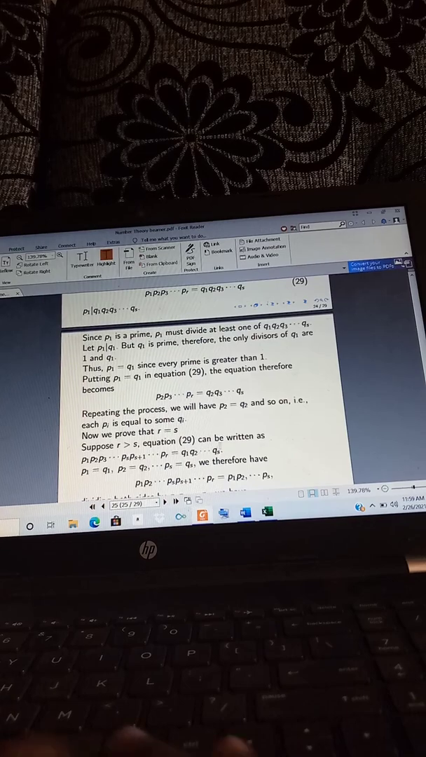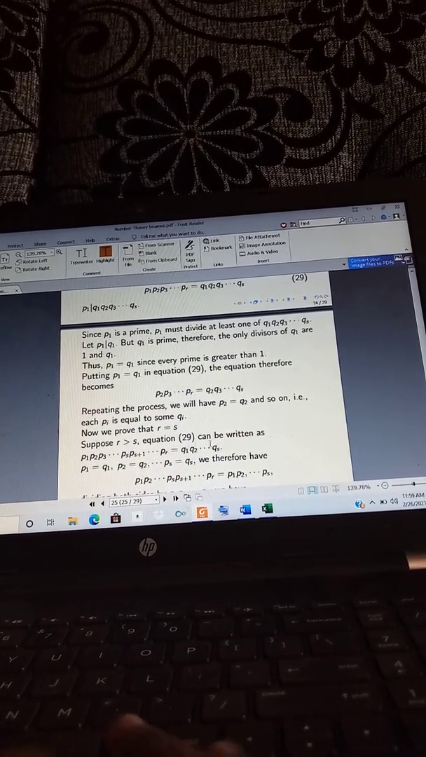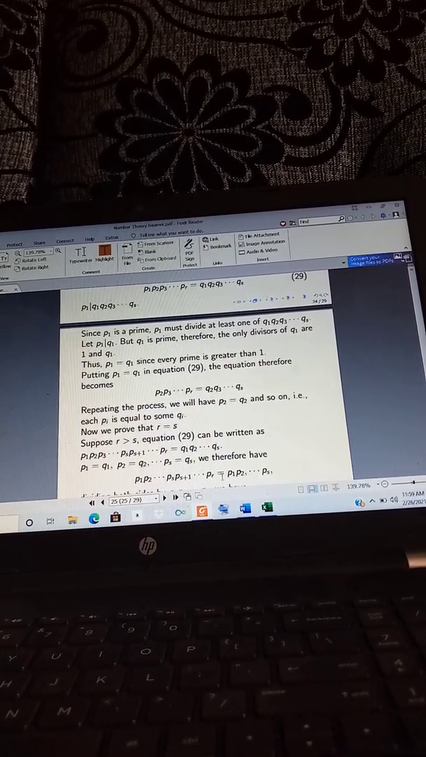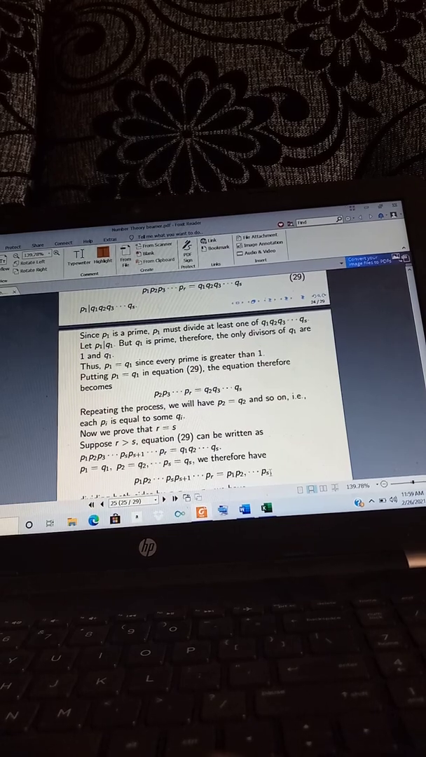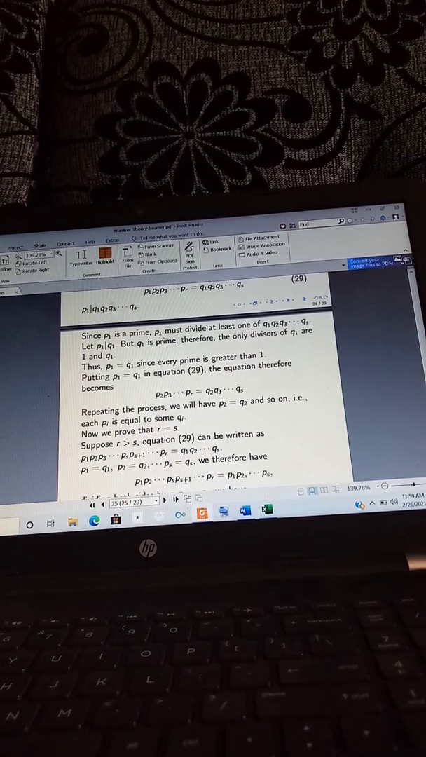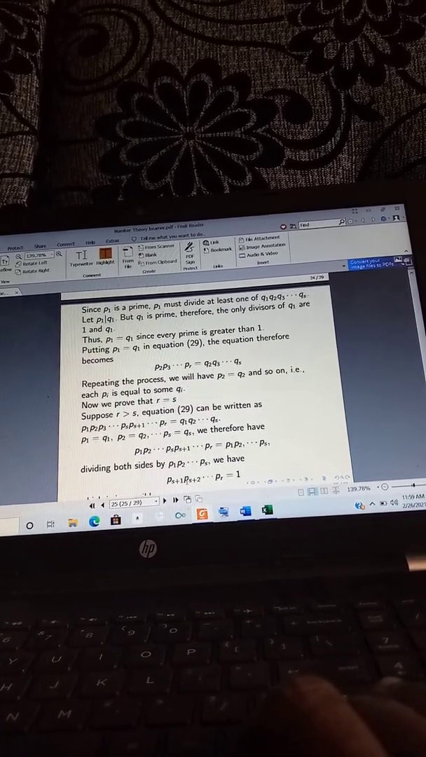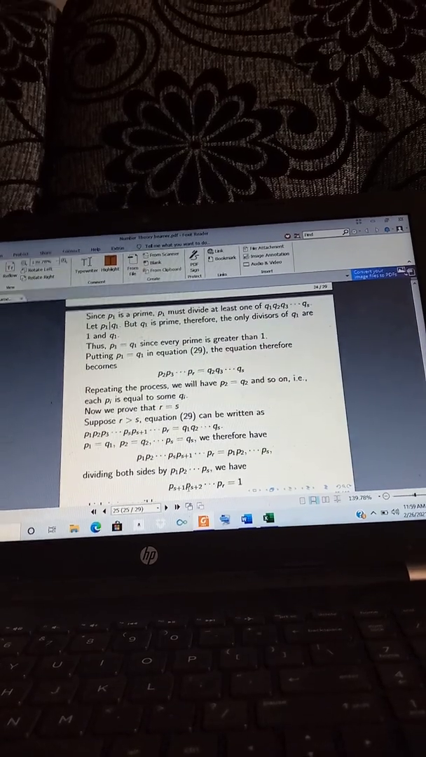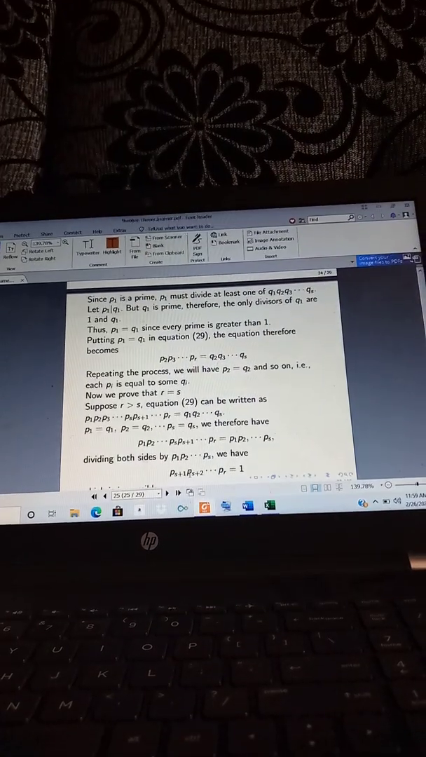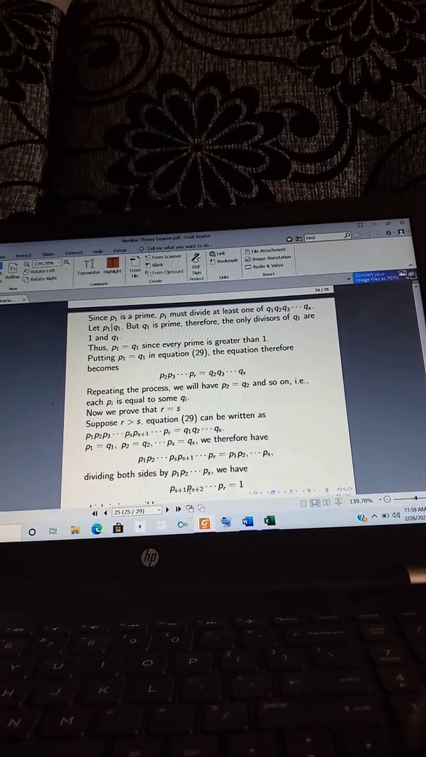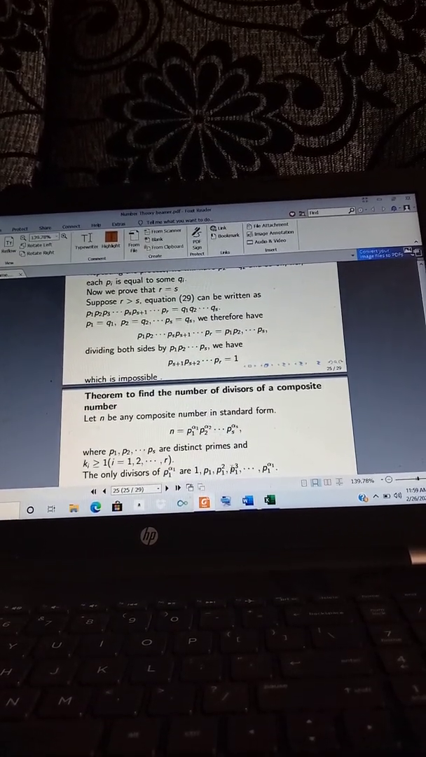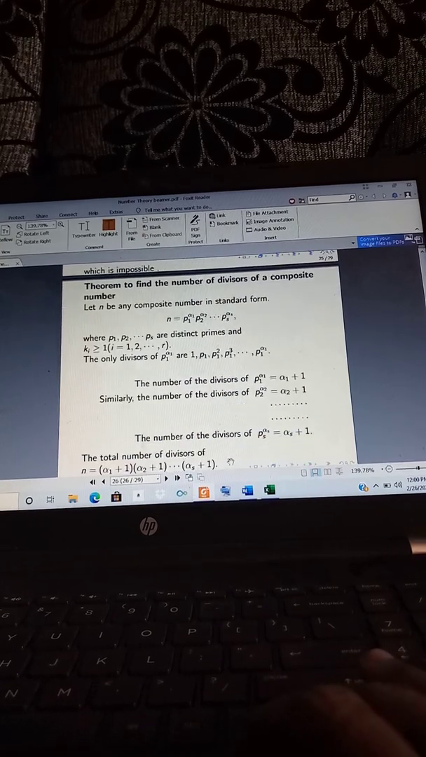So if you substitute that on the right hand side of this particular equation, we are going to have p1, p2 up to ps times p(s+1) up to pr equals p1, p2 up to ps. Now if we cancel p1, p2, up to ps on both sides, we are going to be left with p(s+1), p(s+2) up to pr equals 1. And this is impossible because we have a product of r minus s primes, each greater than 1, equal to 1. So it is impossible. So we must have r equal to s.